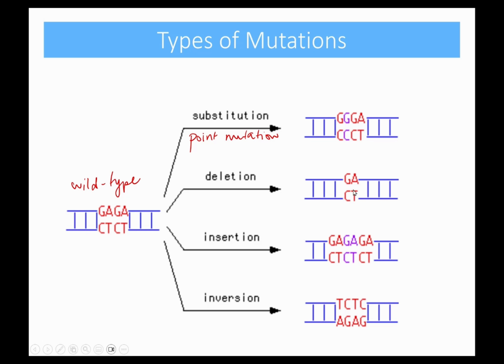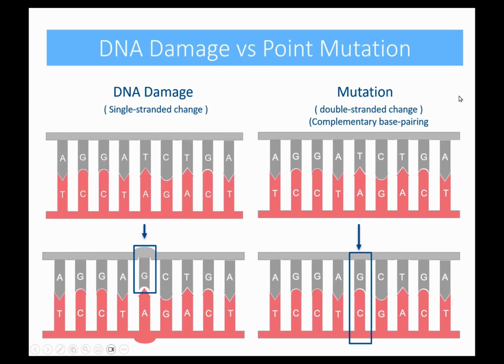Deletion means that you literally have base pairs deleted when compared to the wild type. Insertion means that you have extra bases added that were not supposed to be there compared to wild type. That's an insertion. And inversion is when the sequence is flipped. Before we go into mutation and damage, we need to understand the difference between DNA damage and a point mutation.